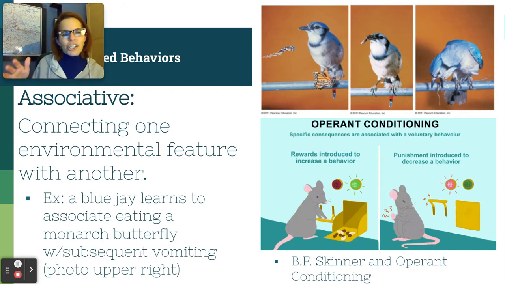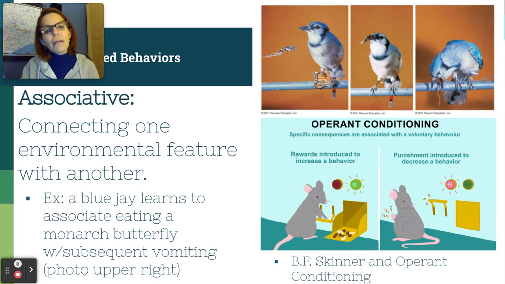That's operant conditioning. They've associated the ringing of the bell with the arrival of food. In this case, this is an example using rats. In this case, a reward is introduced to increase a behavior. So they push down on the lever and they get food for it.